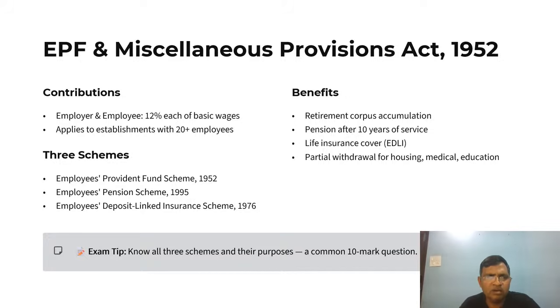Three schemes are available under the EPF and Miscellaneous Provisions Act 1952. What are they? Employees Provident Fund Scheme 1952, Employees Pension Scheme 1995, Employees Deposit Linked Insurance Scheme 1975. So the examination tip here: know all three schemes and their purposes. They may ask about it for 10 marks. You can Google it and write the same.